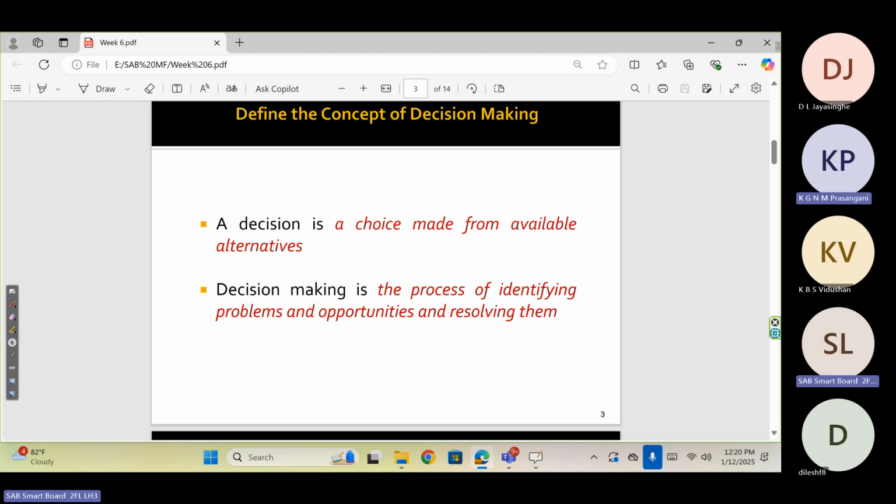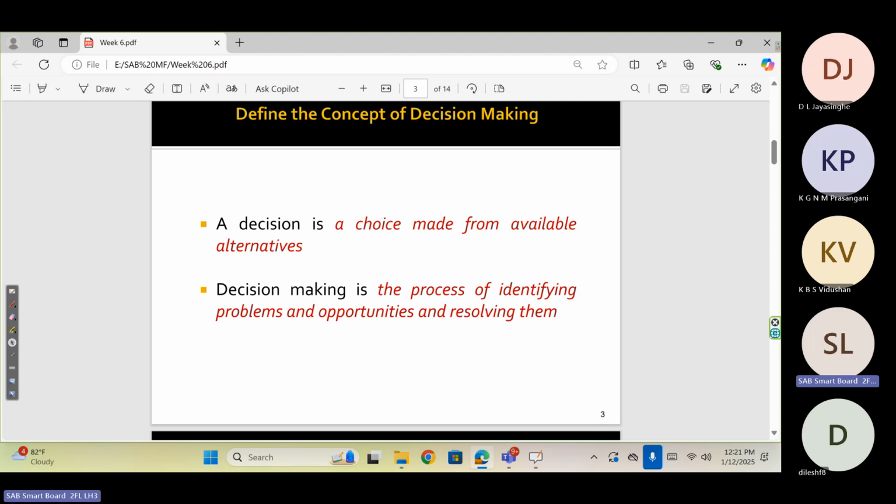When we consider a decision, it means choice. A decision is a choice available from many choices. Then decision making is choice making, or a process of dealing with different steps finally to make a decision, or make a choice from available choices. Decision making is choice making. A similar set of terms is choice making or selecting from different alternatives.